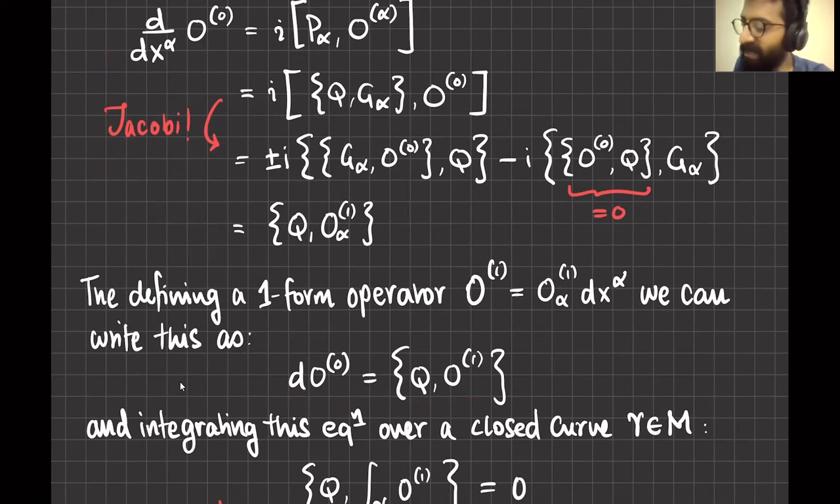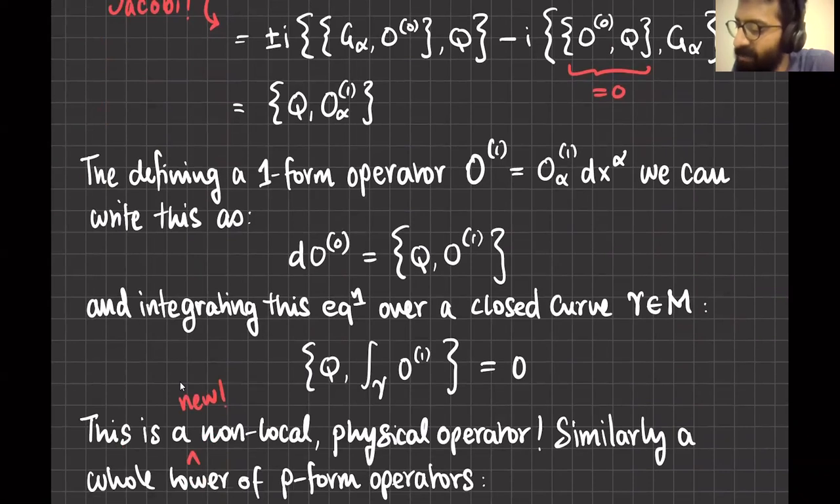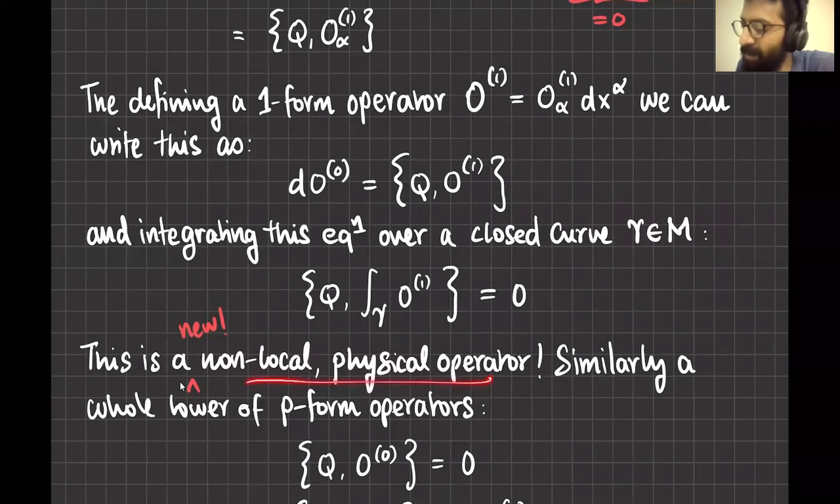Now the fact that this is a one form means, and this is the goal in life of all one forms, is to find a cycle, pair it up with a cycle, and you can integrate it around. So I can integrate this one form O1 along some closed curve, let's say some closed curve gamma. The cool thing is that Q acting on this integrated operator O1 is 0. And this is a new non-local physical operator. The reason it's a physical operator is because Q acting on it is 0, but its support is on some closed curve gamma.